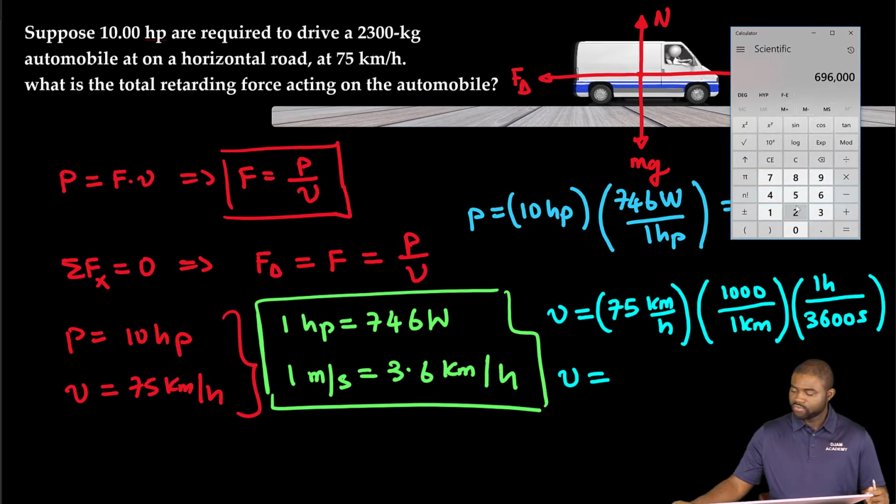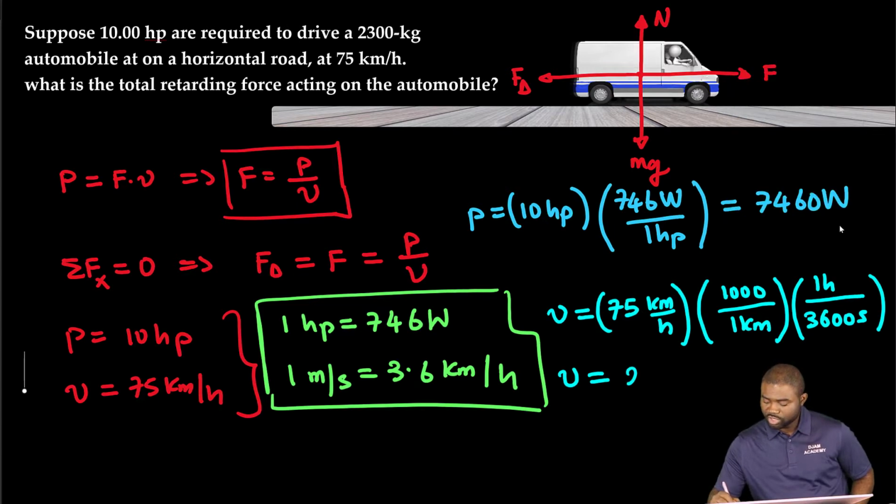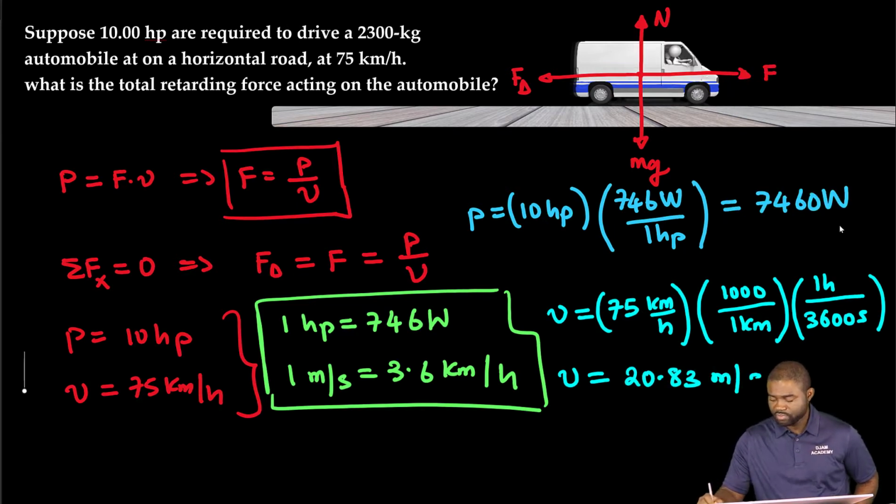So we have 75 multiplied by 1000, which will give us 75,000 divided by 3600. So the speed will be 20.83 meters per second.